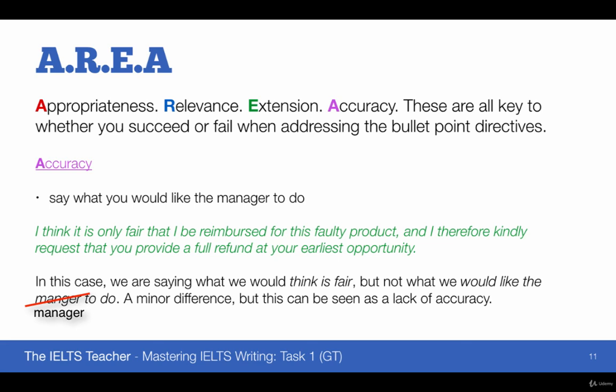If you manage to develop your ideas in a way that is appropriate and relevant and accurate, but also offer some extension, then you are much more likely to secure a very strong band 7 or maybe even up to a band 8 and band 9. And that closes our section on task achievement.